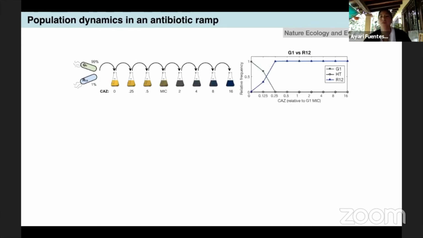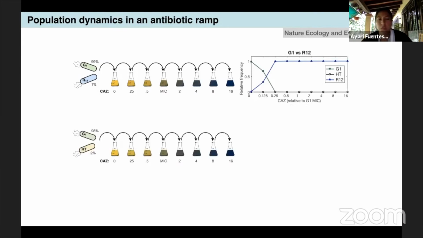And what we found is that the population of G1, which at the beginning was 99% of the population, decreased and collapsed very quickly. But the one that is fixated is the population of R12. This is not a surprise because the environment is Cas and R12 are resistant to Cas.